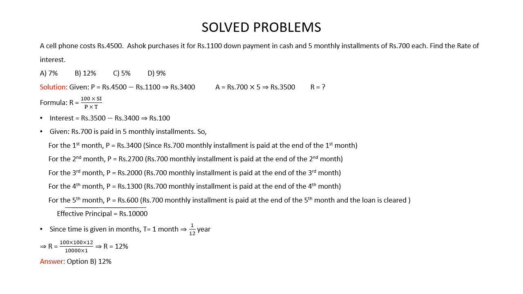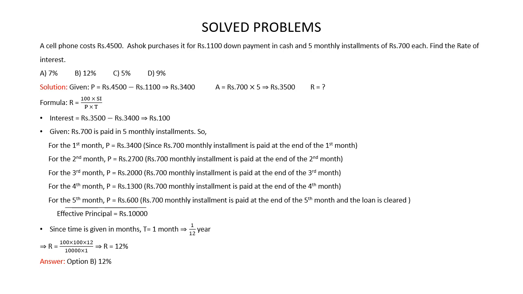Now we are asked to find the rate of interest. Now rate of interest can be found out using the formula R is equal to 100 multiplied by SI divided by PT. Now let's look at SI. Now we know that amount is rupees 3,500, principal is rupees 3,400. So interest is 3,500 minus 3,400, which is rupees 100. So simple interest is rupees 100.